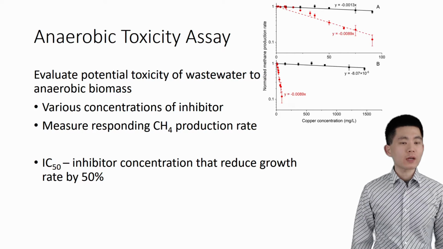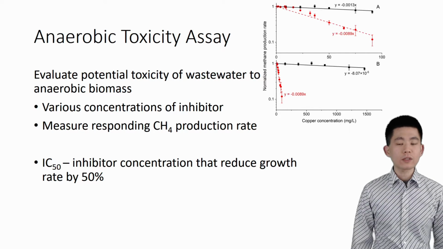We can use an anaerobic toxicity assay to determine the toxicity of target compounds. We can perform the assay by dosing different amounts of those compounds of interest into a substrate inoculum mixture and monitor the methane production rate. We can plot out the results, and the slope indicates how toxic it is. This figure is an example dose response curve of copper.